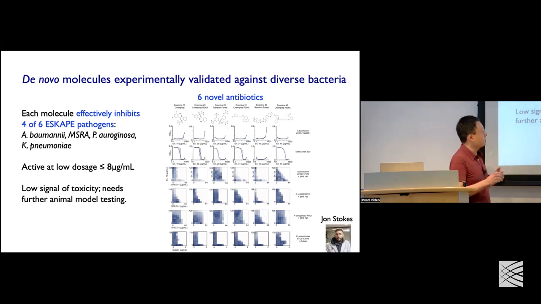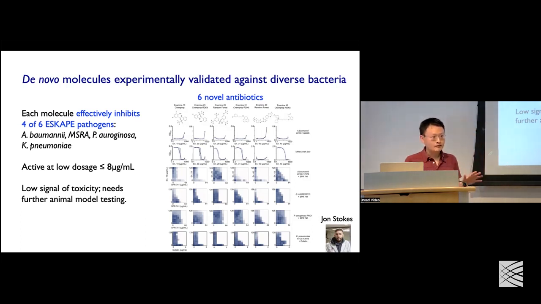So even at very low dosage, all 6 of these novel antibiotics were shown to be effective in killing all 4 of the ESKAPE pathogens. So that's very promising. We're doing additional animal testing now to really assess the side effects and toxicity, but right now it seems to have relatively low toxicity, which is also good.